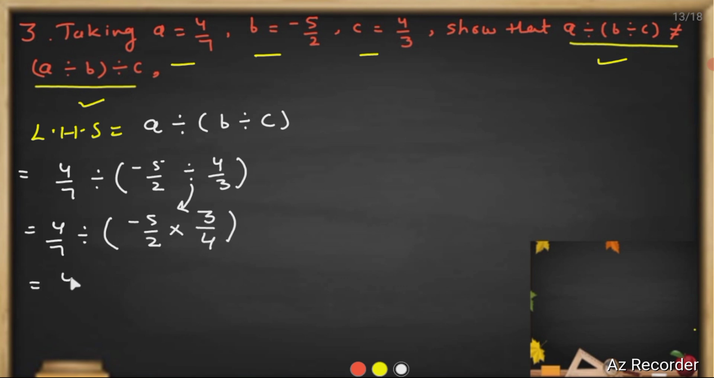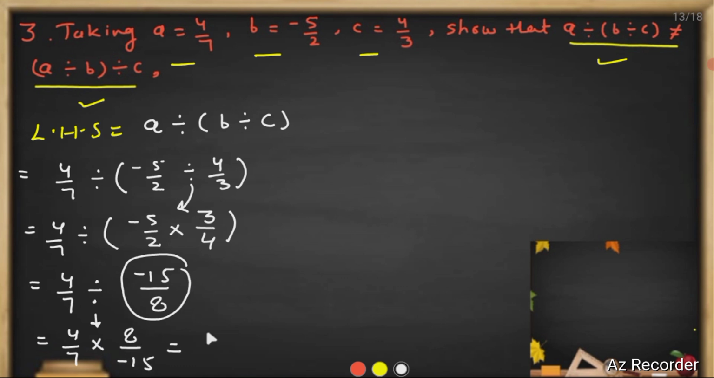Now multiply, 4 by 7 divided by, now open the small bracket. So 5 3s are negative 15 and 5 2s are 10. Now again in the same manner, 4 upon 7 remains the same, and this divide sign is converted into multiply. Now you have to write down the reciprocal of minus 15 upon 8. That will be 8 upon negative 15. So the final answer, 8 4s are 32, and the negative sign comes in the numerator because in the denominator it is your enemy, and 15 7s are 105, sorry. So this is the answer of the left hand side.